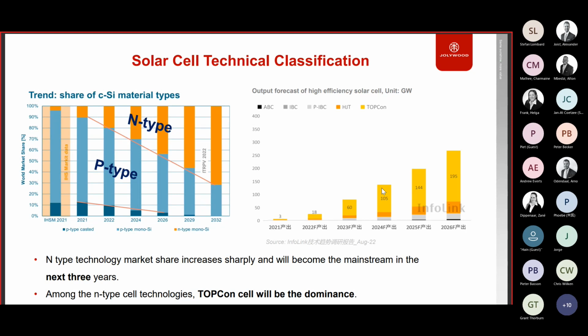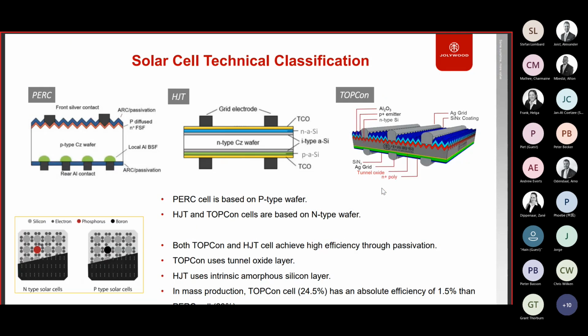And we believe that TOPCon will become the dominant one. We will have a later discussion to show its advantages. And here I have a little introduction about the main products in the market. Currently the mainstream product is PERC.